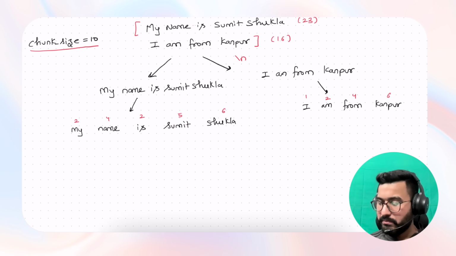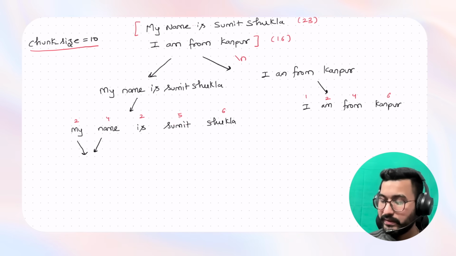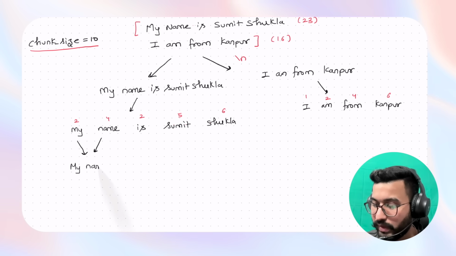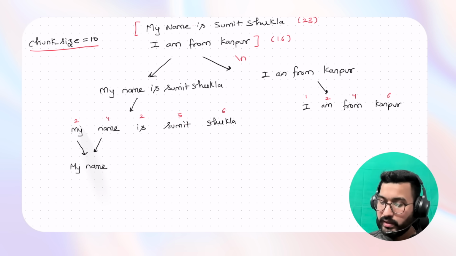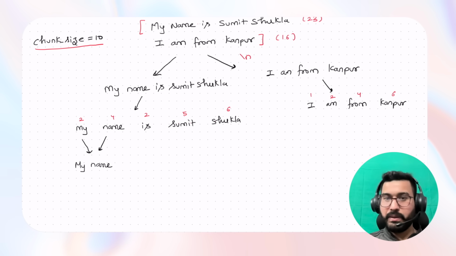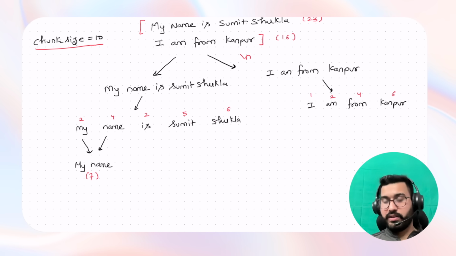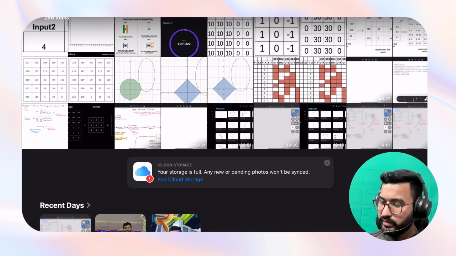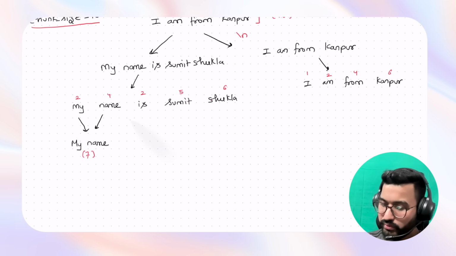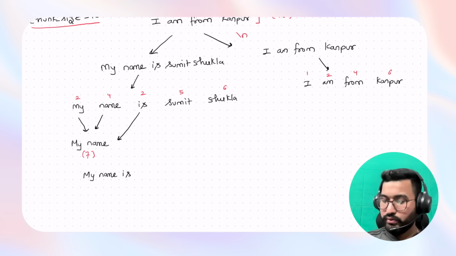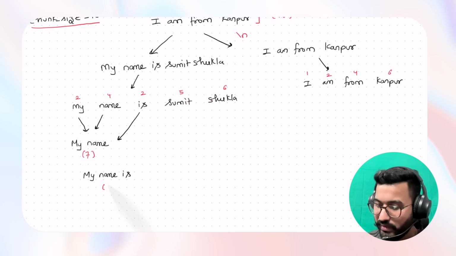So it will see, can I combine "my" and "name" to reach closer and closer to the specified chunk size. If you combine "my" and "name" into one chunk, the total number of characters is 4 plus 2, which is 6, plus 1 for a space, so 7. Now it will check, can it combine one more word, "is" also? If it combines "my name is", 7 plus 2 is 9, plus 1 for space, so it is 10. Now this will be my one final chunk.